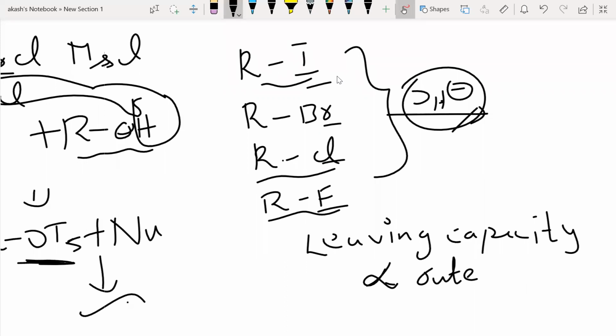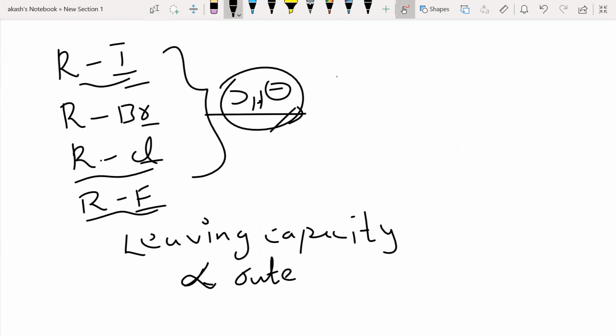Okay, now the next thing is, how do I decide the leaving capacities? Like nucleophilicity, we don't have so many complex 5-point, 6-point criteria. We just have one criterion for leaving capacity. That criterion is that leaving capacity is inversely proportional to the basic strength of the leaving group.